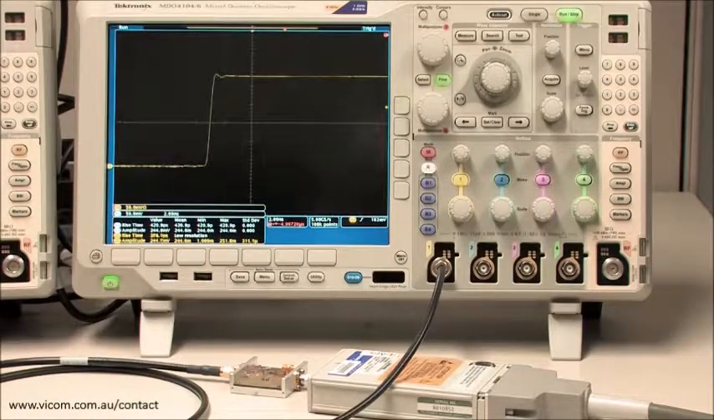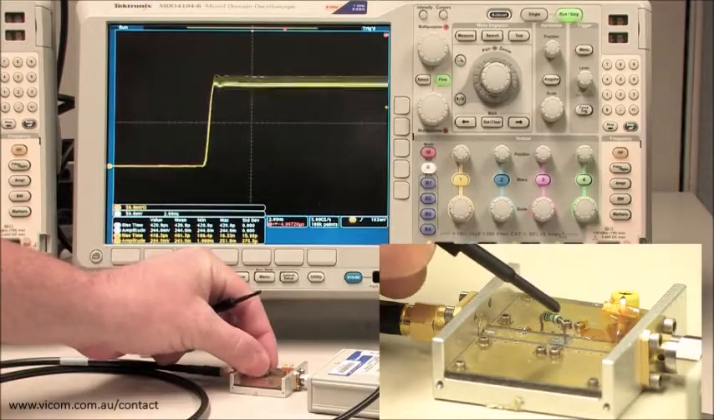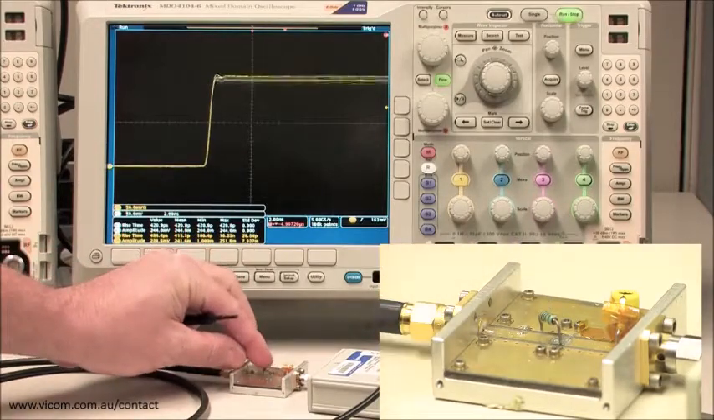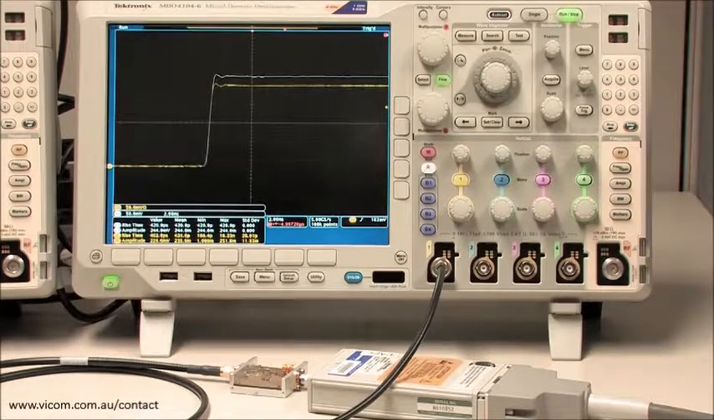This is what's happening at the device under test. This is not the output of the probe. Taking my 200 ohm resistor and touching it down onto my device under test, you can clearly see the effects of input resistance.